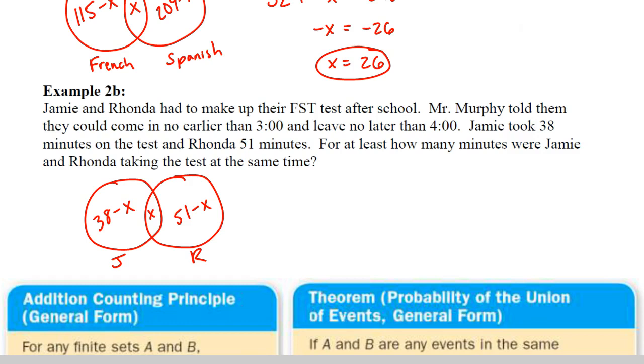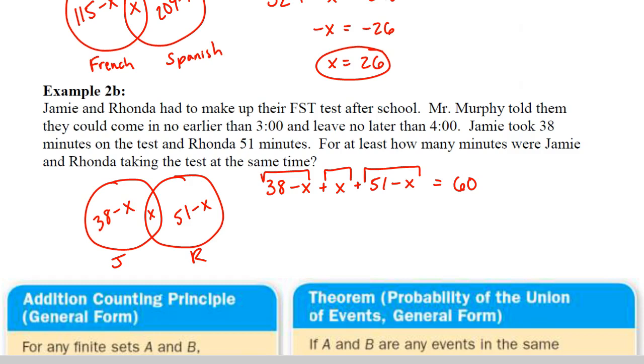So again, there was 60 minutes available for me to be with these students to take the test. So we're going to add these up and set them equal to 60 minutes. So we'd have 38 minus x represents the time it took Jamie to take the test by herself, plus the overlapping time that she used with Rhonda, plus Rhonda's time would be 51 minus x. So again, this is Jamie, this is their overlapping amount, and this is the time it was just Rhonda in the room taking the test, for a total of 60 minutes available.